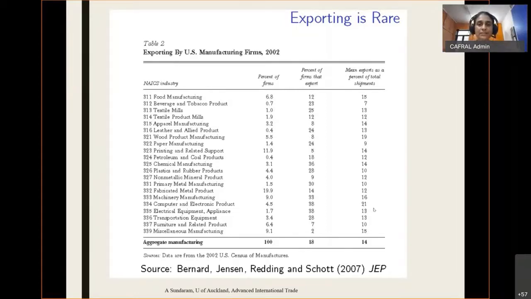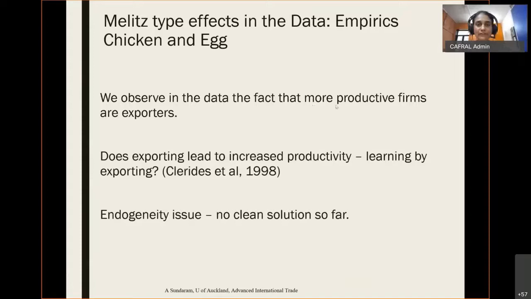All right, so I have already talked to you about the empirics of the chicken and egg story. Is it that more productive firms export, or does exporting lead to productivity? Those of you who want to write any AER papers, here's your chance. If you can fix the endogeneity issue here, then you have some opportunities for an AER paper.